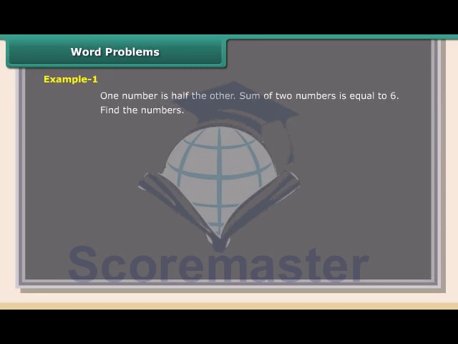Word problems. Example 1. One number is half the other. Sum of two numbers is equal to 6. Find the numbers. Solution. Let one number be x. The other number is x/2. Sum of two numbers is equal to 6. Hence, x + x/2 = 6.